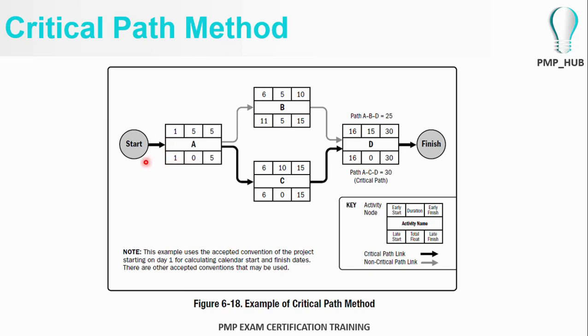Under this example, the critical path is where the float is 0. In other words, A, C, D. The highlighted arrows signify the critical path of this project. Hope you understood that example.